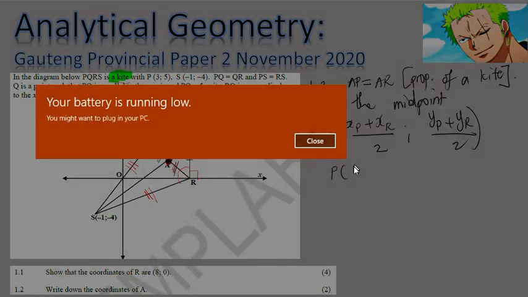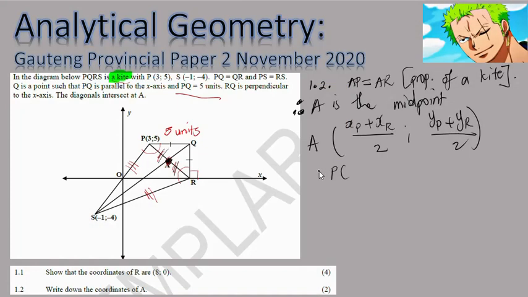Coordinates of P, oops, let me charge my laptop. Where's the charger? There it is. Now, there we go.